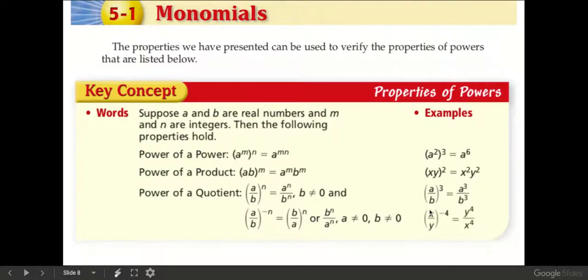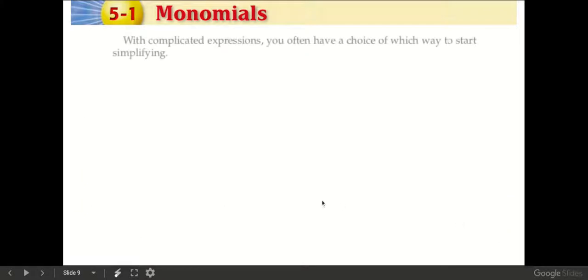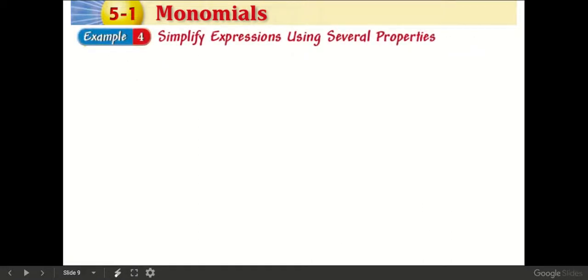So an example of that would be if you had x over y in parentheses to the negative 4 exponent. Again, you could flip it upside down, so it would be y over x, and then apply the exponent of 4, so you have y to the 4th over x to the 4th. So with complicated expressions, you often have a choice of which way to start simplifying. So let's look at a problem.